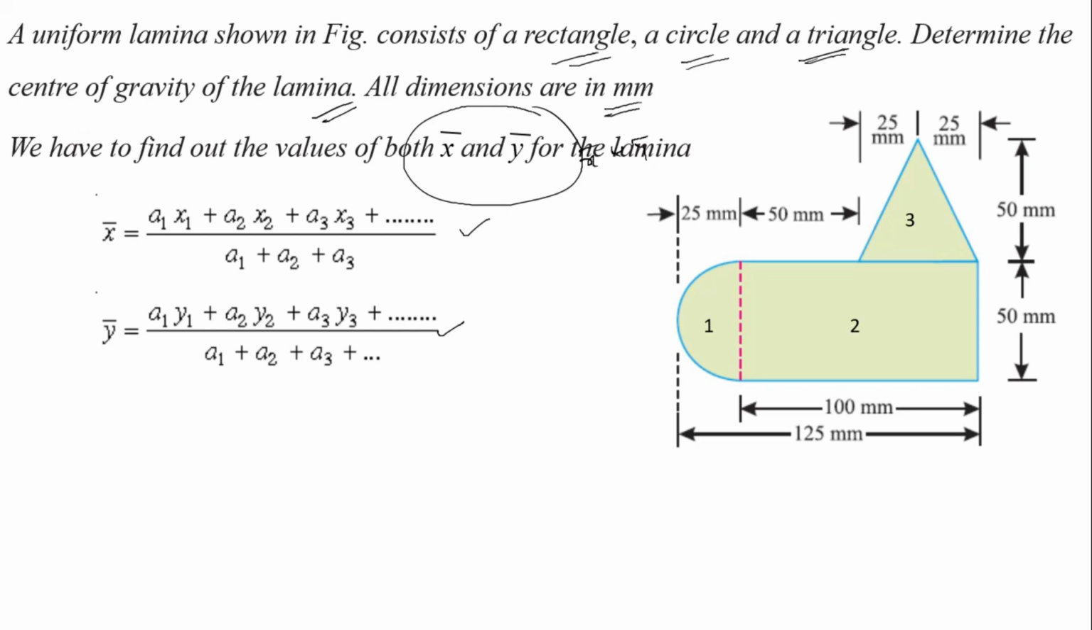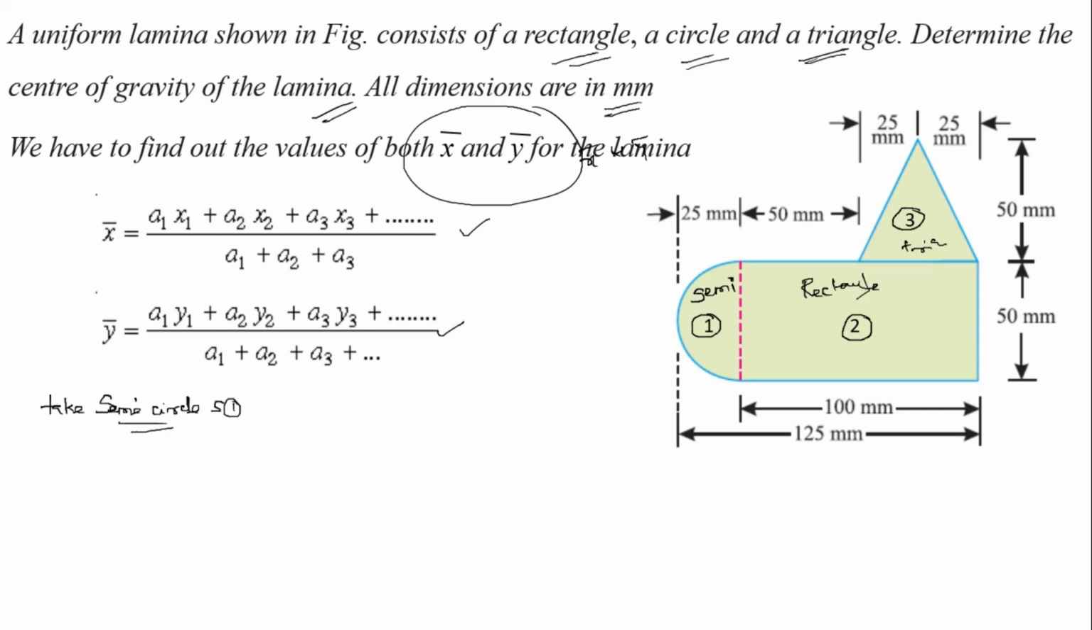So now we need to calculate. First we have to divide this section into 3. This is section 1, section 2 and section 3. Section 1 is a semicircle and section 2 is a rectangle. So this is the semicircle, this is the rectangle and this is the triangle, right. So we need to calculate x bar and y bar. First take section 1, the semicircle.